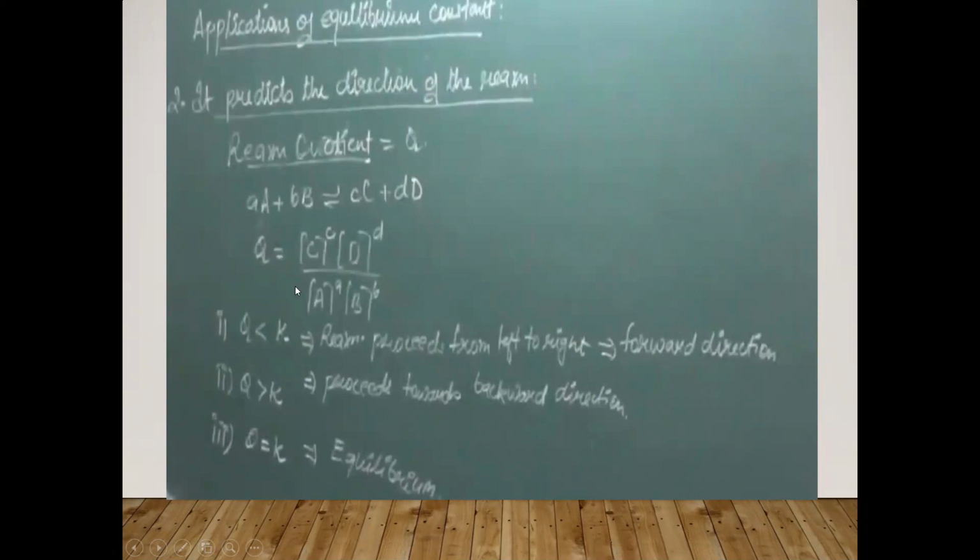Q more than K means इसमें प्रोडक्ट काफी ज्यादा हो गए हैं equilibrium के comparatively, so it means the reaction will proceed in the backward direction. And if the value of Q is equal to K, it means the reaction is at equilibrium. It will neither move in the forward direction nor in the backward direction. So in this way, when we compare the value of K with Q, we can predict the direction of the reaction also.